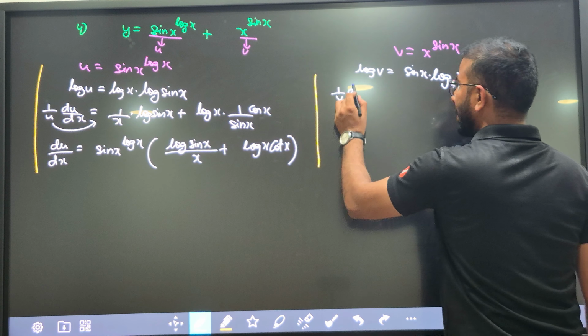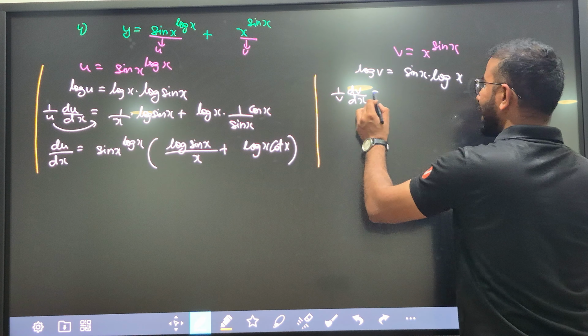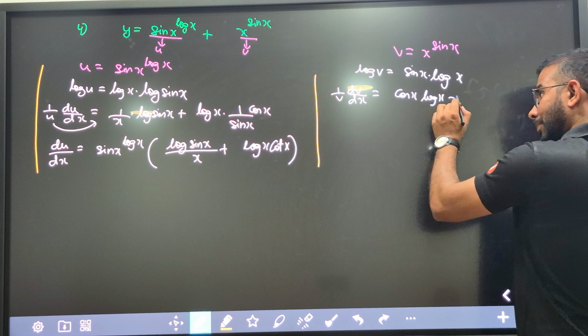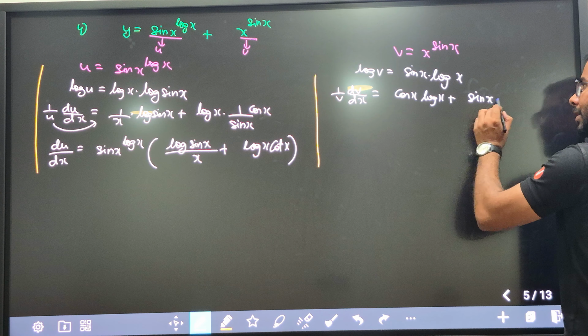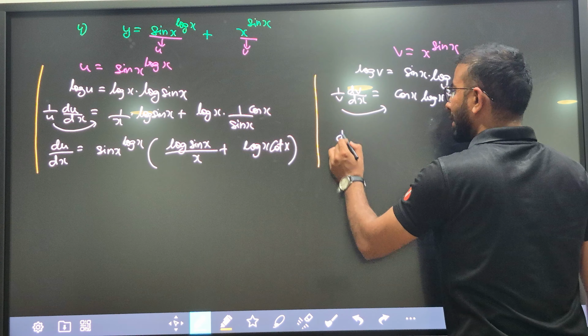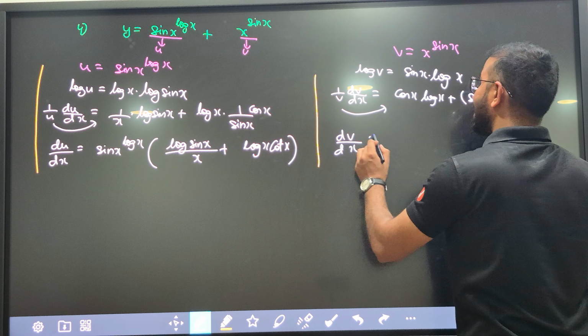So it's 1 by y dy by dx equals sin x differentiation cos x log x plus sin x log x differentiation 1 by x. So we will come here, dy by dx is equal to x power sin x into cos x log x plus sin x by x.